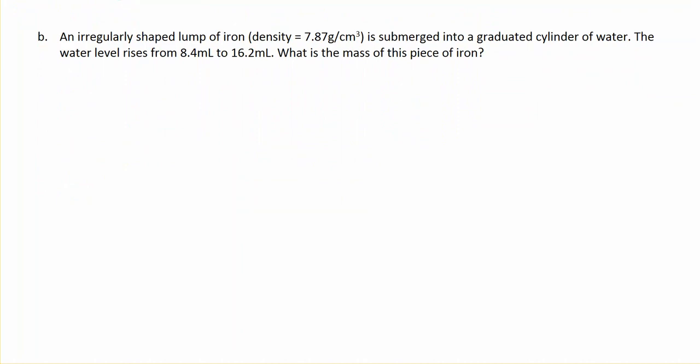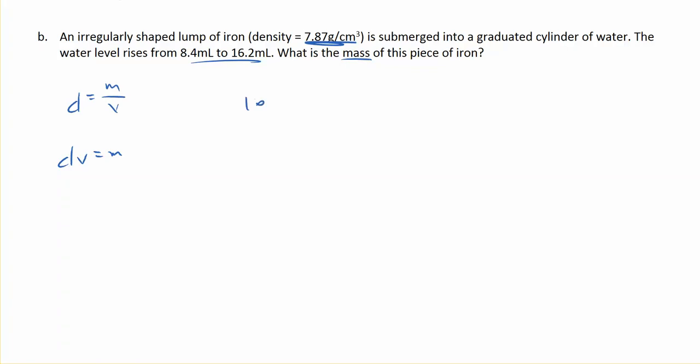The second question reads, a regularly shaped lump of iron, which has a density of 7.87 grams per centimeter cubed, is submerged into a graduated cylinder of water. The water level rises from 8.4 milliliters to 16.2 milliliters. What's the mass of this piece of iron? Again, I'll start with my density equation. Here I'm trying to solve for mass, so I want to solve my density equation for mass. I'm given the density, but I'm not given the volume directly. I'll need to solve for it using some subtraction.